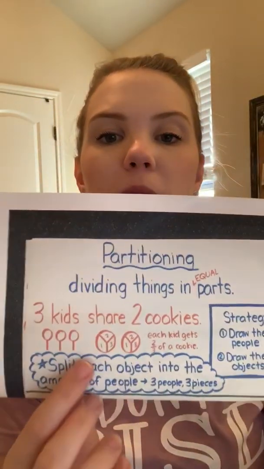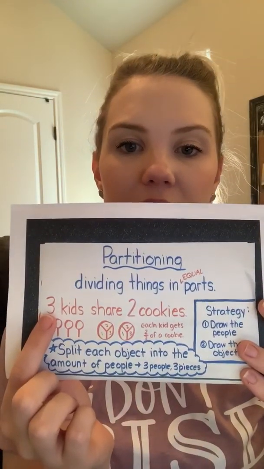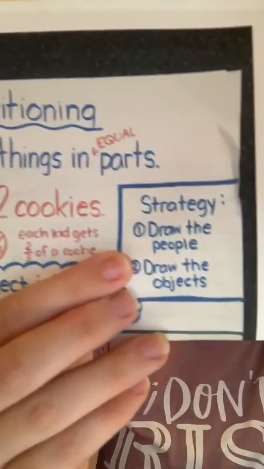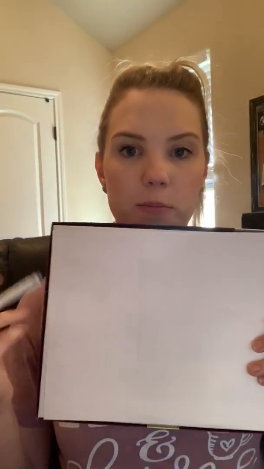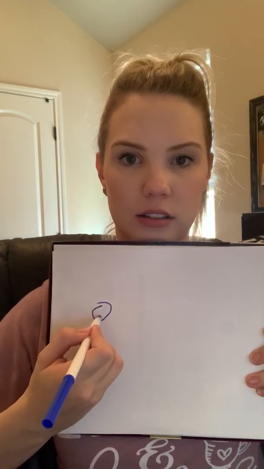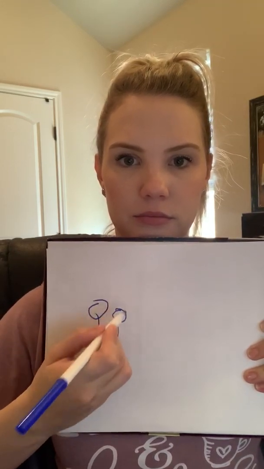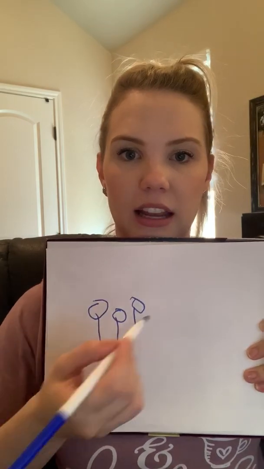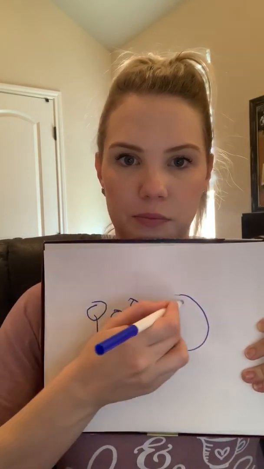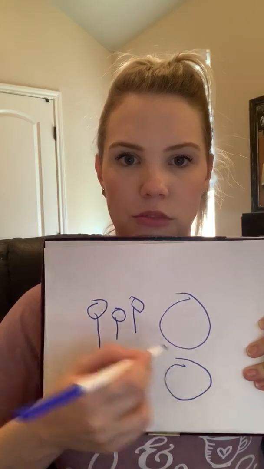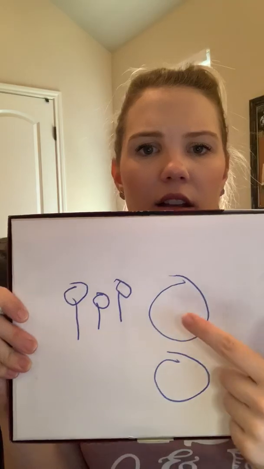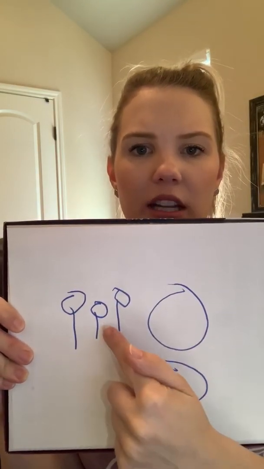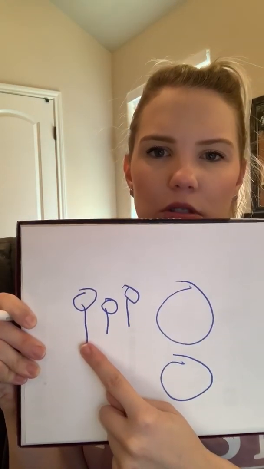So when we come up to a problem like this, Ms. Limer's sharing 2 cookies with 3 kids, we have a strategy, and our strategy is draw the people, draw the objects. So I have 3 friends, and 2 cookies. Now you can see, guys, that there's not enough for each friend. This person could get 1, this person can get 1, but then this person would be left out.